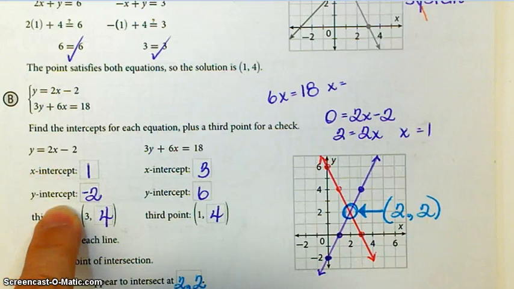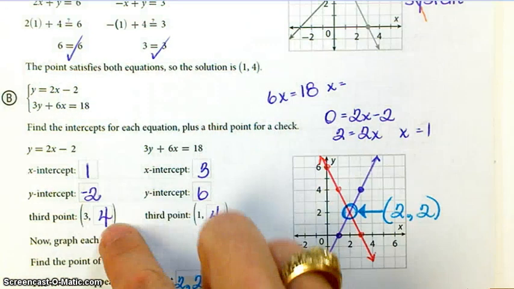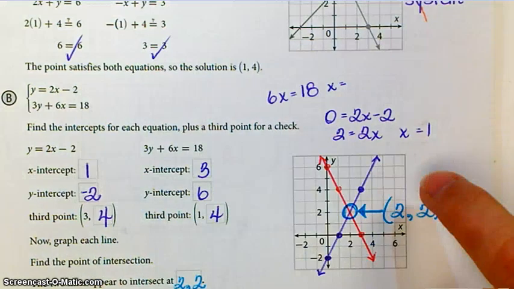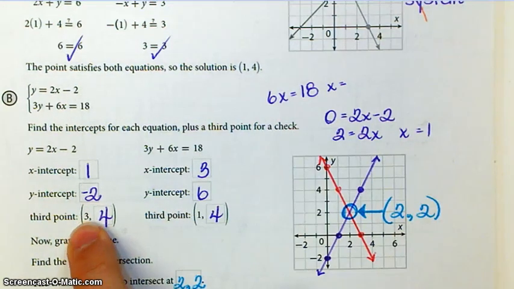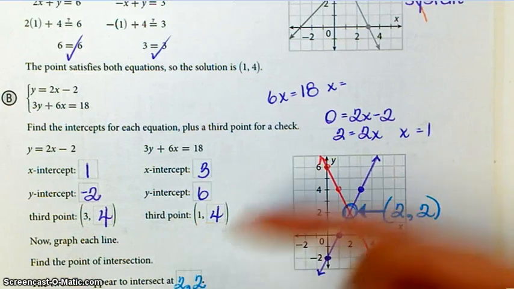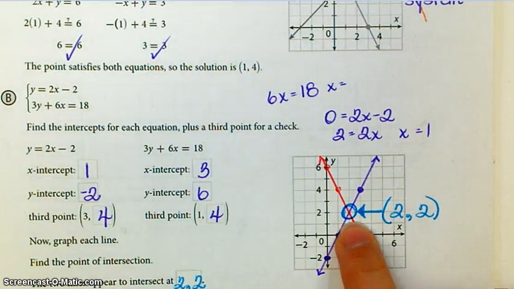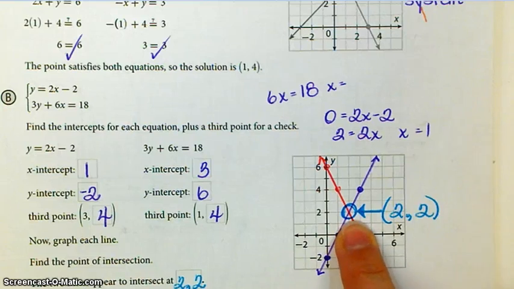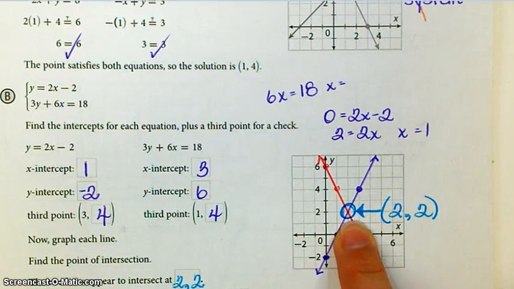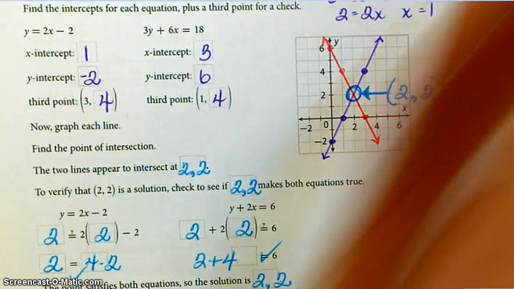You've got your x and y-intercept. I'm not going to worry too much about the third point, although they generated it here: if x is 3, then what's going to be y? If x is 1, what's going to be y, etc. Plot the 2 points, and they appear to cross right there. That appears to be the intersection. It looks like that point is 2, 2.